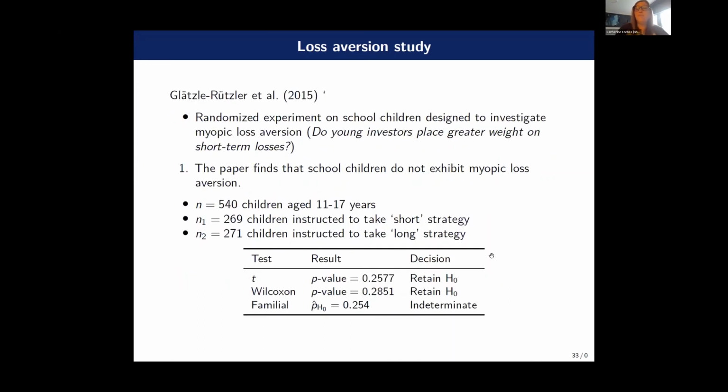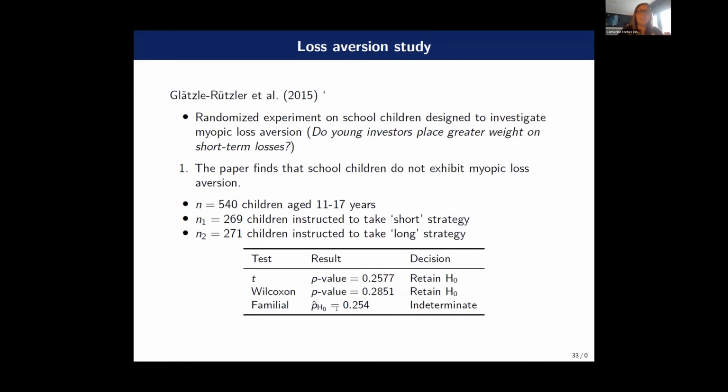So the final example I'll just mention is a randomized experiment. This is a behavioral finance question that has to do with trying to study myopic loss aversion in school children. There's this study that's reported in this 2015 paper. I have no idea how to pronounce these names, so I'm not going to try. They set up a designed experiment, and they have a couple of different controls. We've looked at 2 versions of these comparisons that they do and applied the familial test.